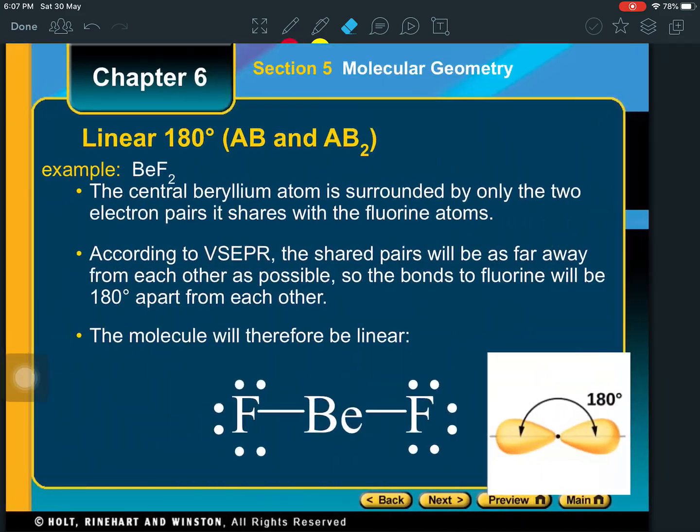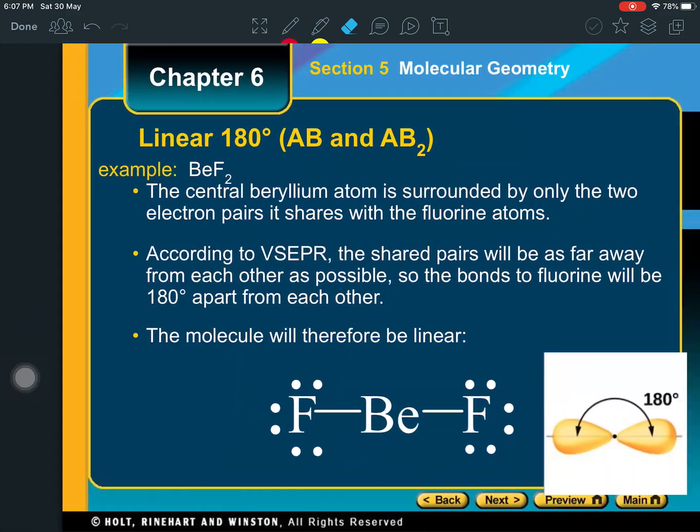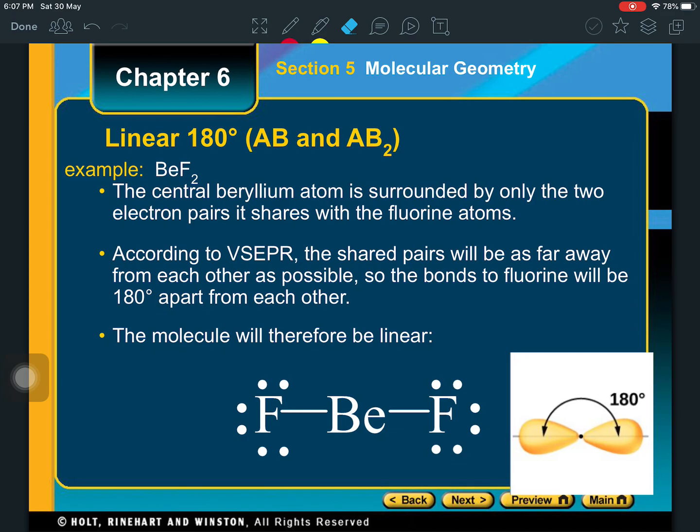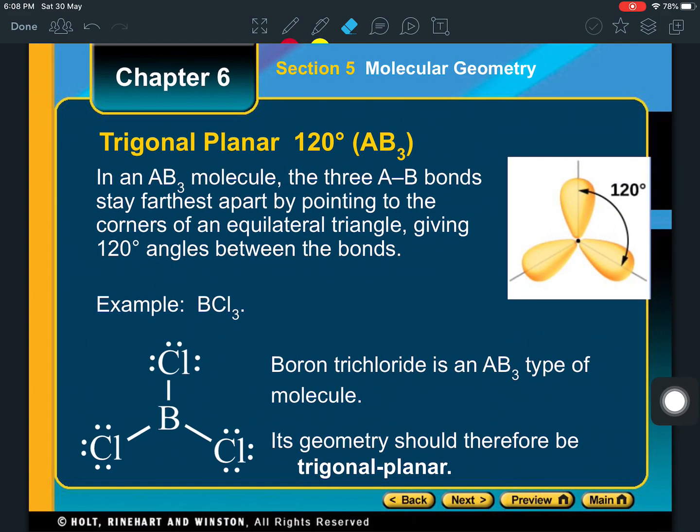So we talked about linear, which is like this. There you go. See, it's a flat line and they're 180 degrees away from each other. We also talked about trigonal planar, where they're shaped like a triangle, 120 degrees away from each other, and they're planar, which means that they are not technically 3D. They are all on the same plane.